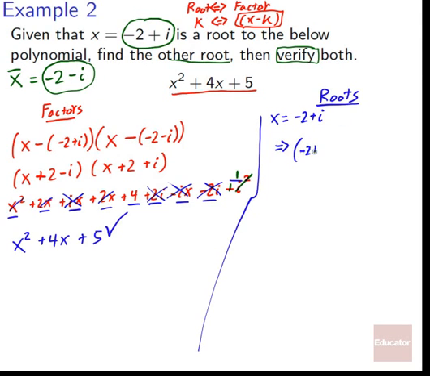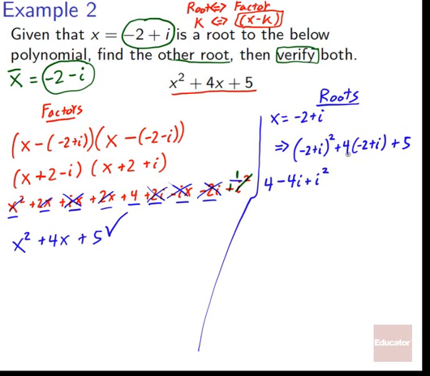x squared, negative 2 plus i squared, plus 4 times negative 2 plus i, plus 5. Negative 2 plus i squared becomes negative 2 times negative 2 becomes positive 4. Negative 2 on i plus i on negative 2 becomes minus 4i. i on i becomes plus i squared.